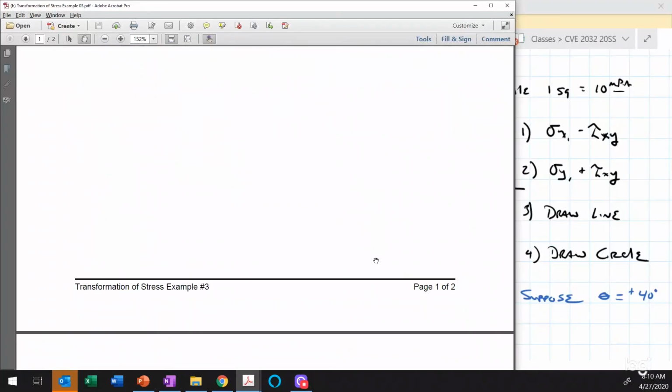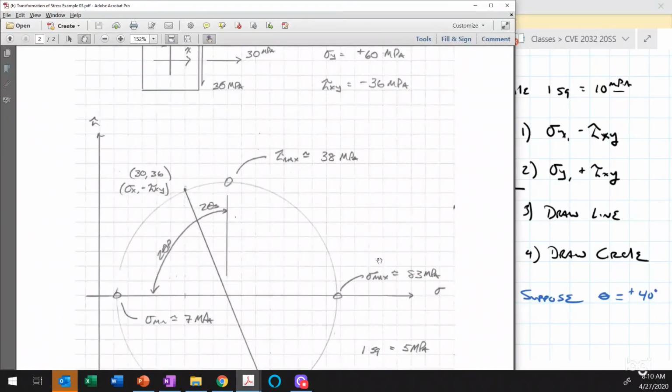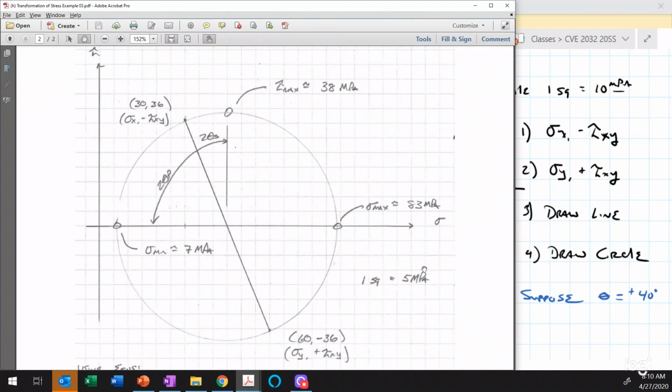Okay, and finally, if we go ahead and look at the solution to this problem, then you can see this sketched a little bit more clearly. That is the Mohr circle that appears in the PDF version of this example problem. All right, great. Hope that helps.